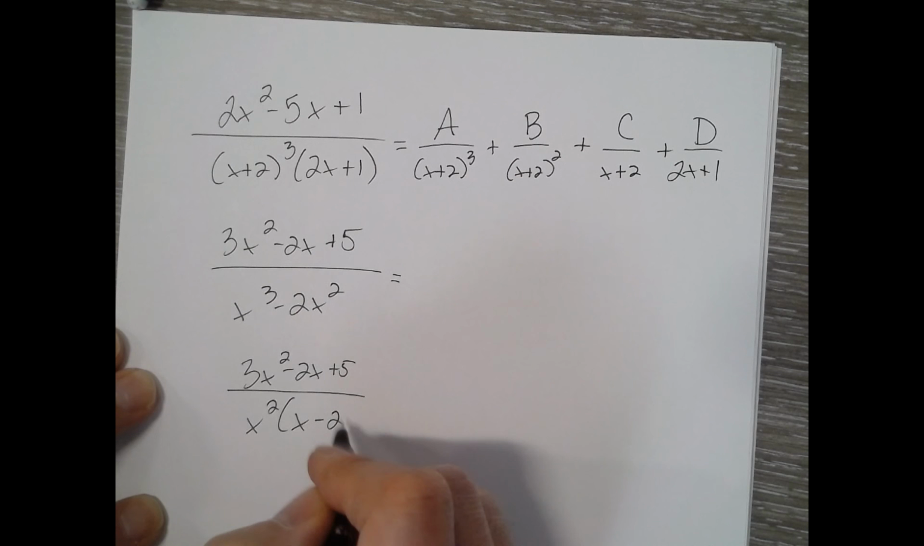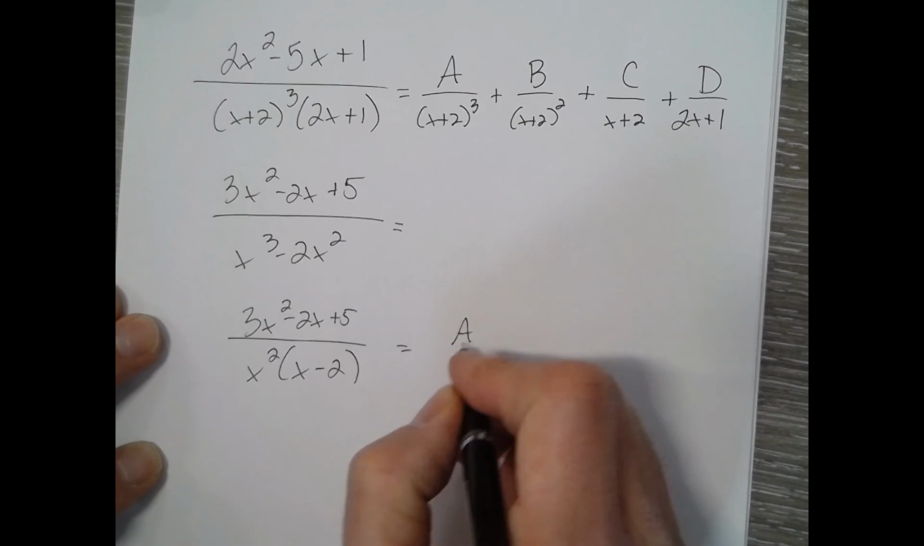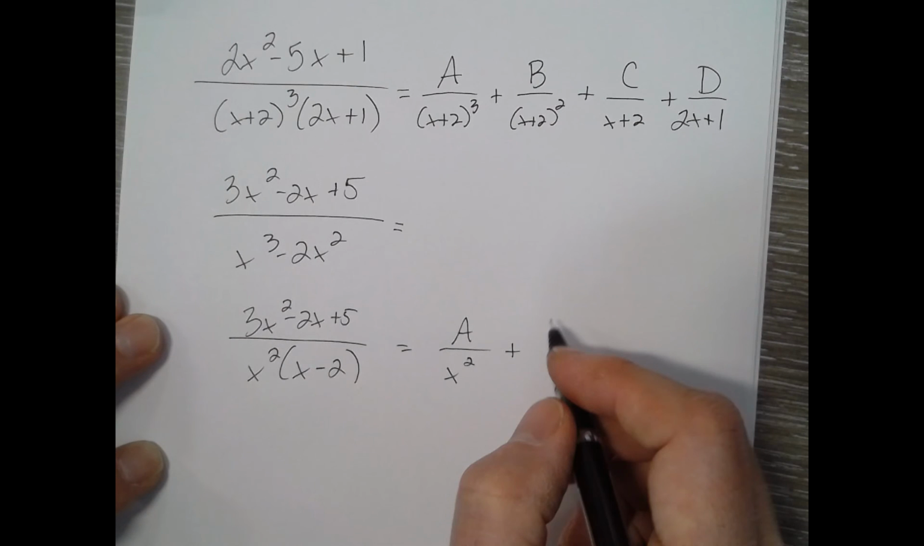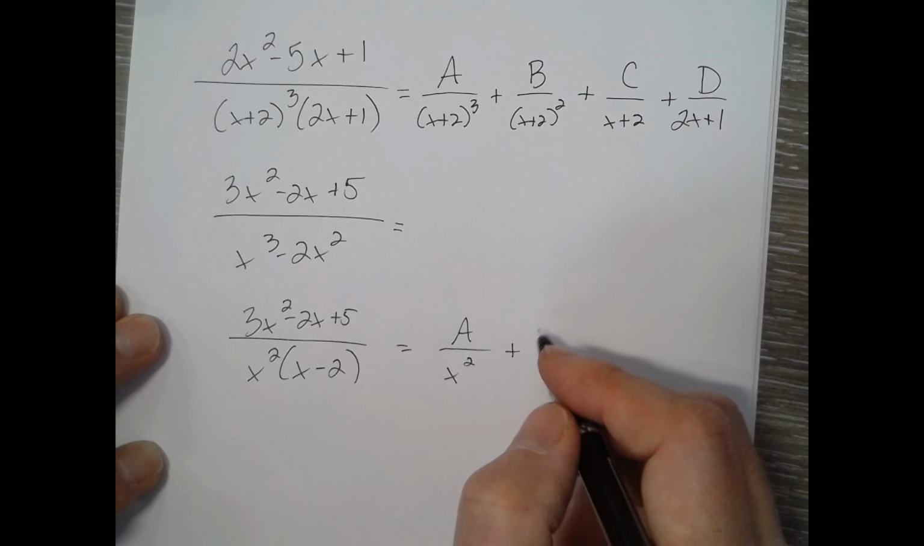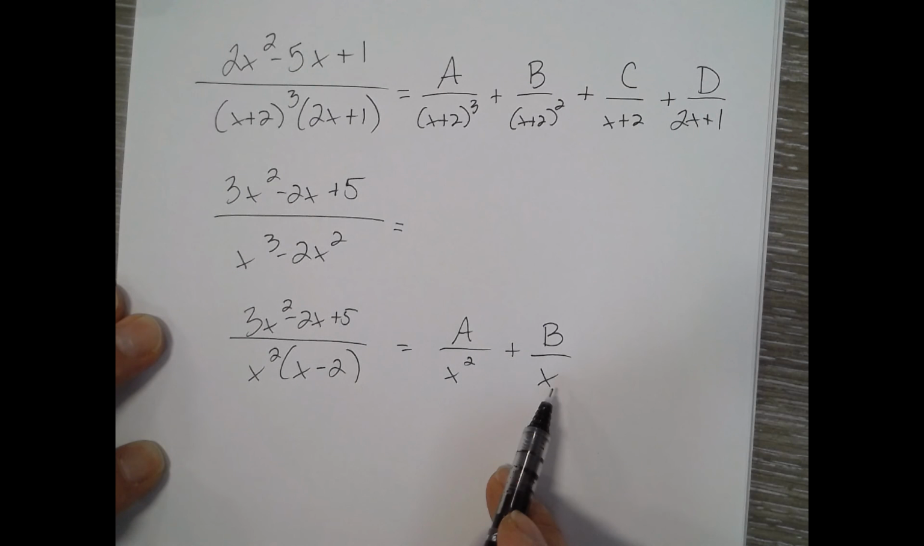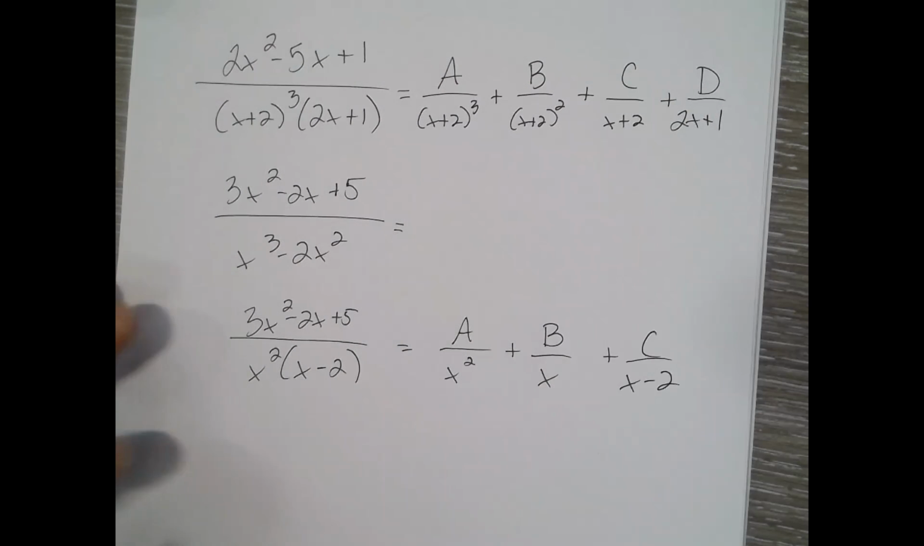Now I need to assign an A to the x squared and a B to the x, because this is x. And we need one for the x minus 2. Okay, I think we'll pick up on that problem tomorrow.